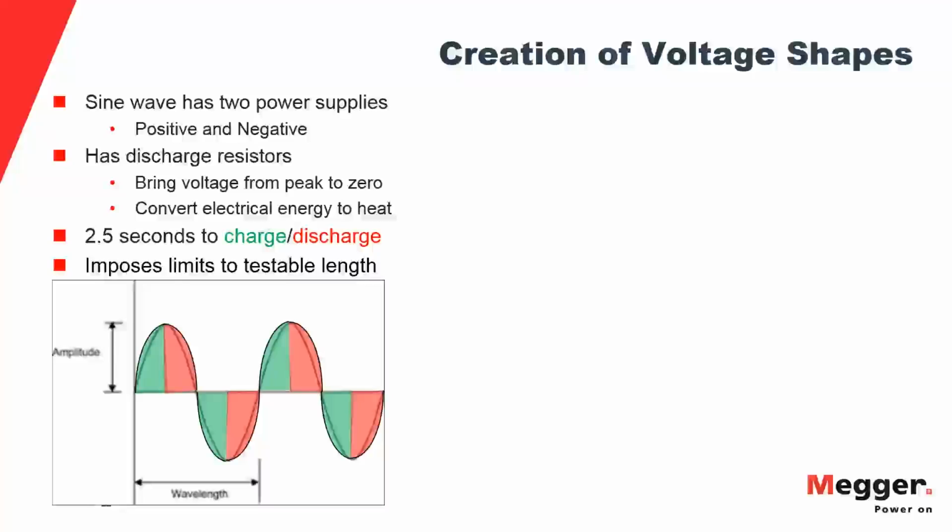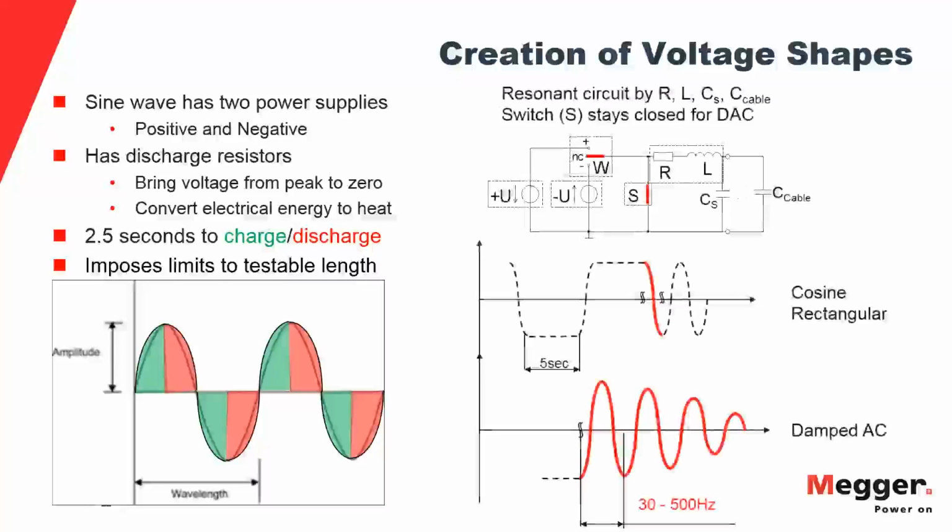So how do we create these voltage wave shapes? The VLF sine technology requires 2 power supplies, a positive and a negative, and it also requires discharge resistors. Obviously, we use the power supply to charge the voltage up to a peak, and then we use the resistors to discharge from a voltage peak down to 0. So we're converting that stored electrical energy in the cable to heat every time we discharge the cable.